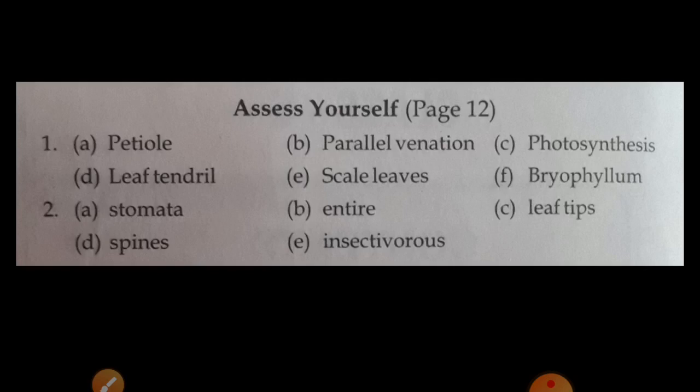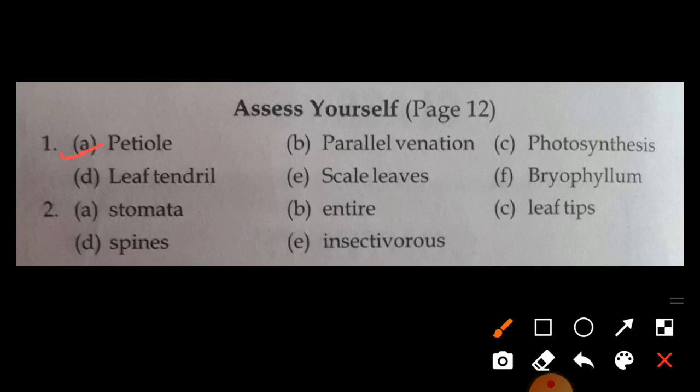A, a part joining the leaf to the stem is petiole. So please write this, petiole. Second question, a type of leaf venation in which veins run parallel to each other. Answer is parallel venation. C, a process by which the green leaves make food for the plants is photosynthesis. D, a thread-like coiled modification of leaves, leaf tendril. E, the modified leaves of an onion bulb, scale leaves. F, a plant that shows vegetative propagation through its leaves, bryophyllum.